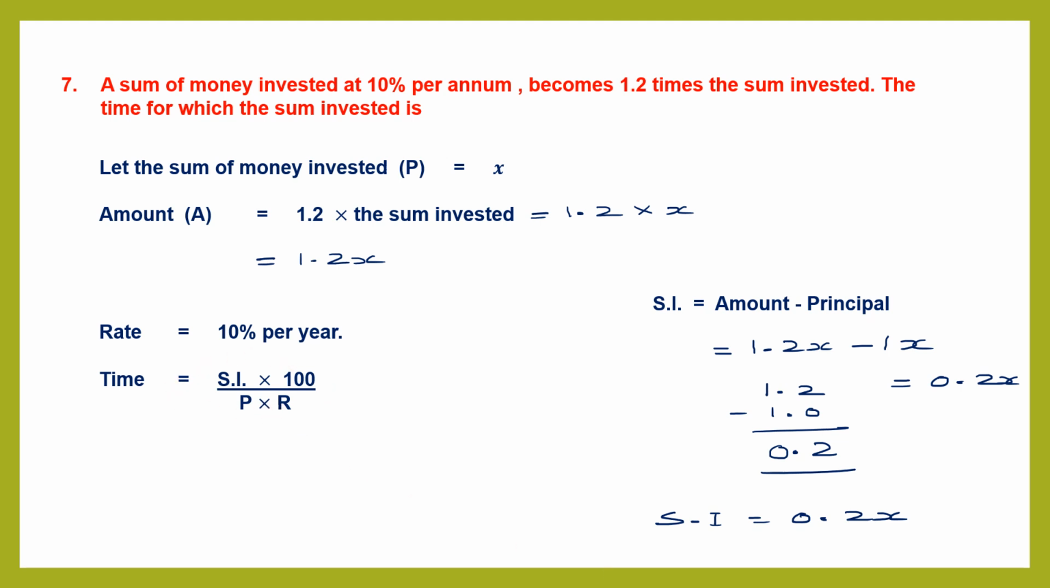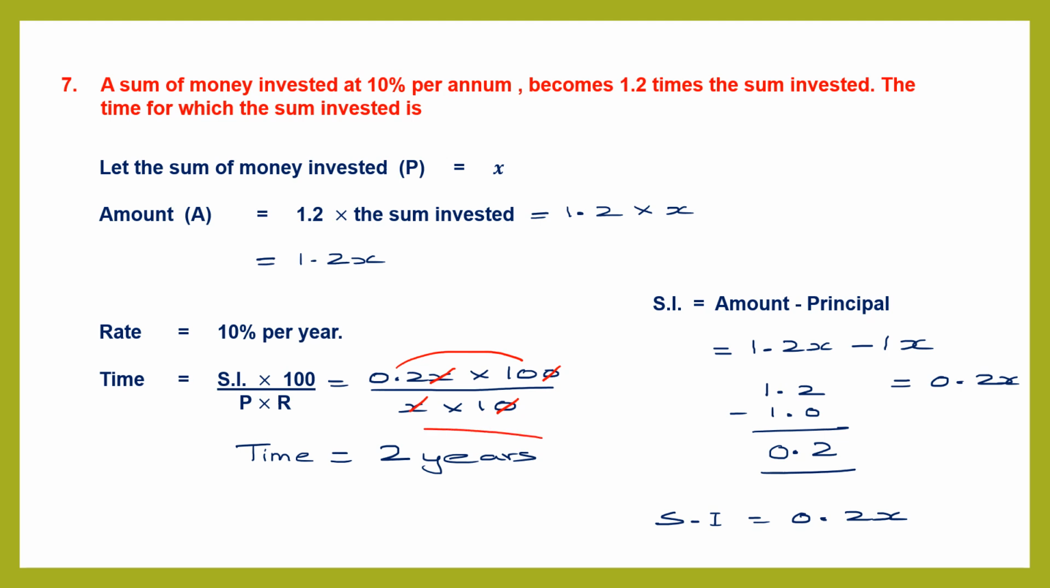So time is equal to simple interest, 0.2x into 100, divided by principal, x, into rate, and rate is 10% per year. Now let's cancel. I can cancel the x here and I can cancel this x here, 0 here. Now 0.2 into 10 is just 2. So that means time, since we're finding time, is 2 years. And this is our answer.